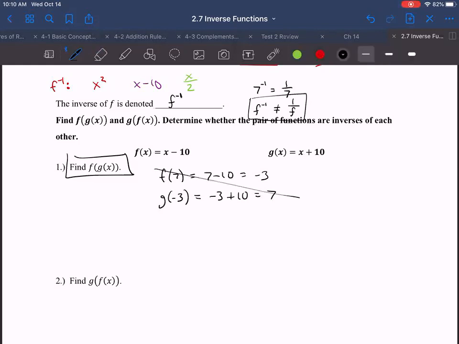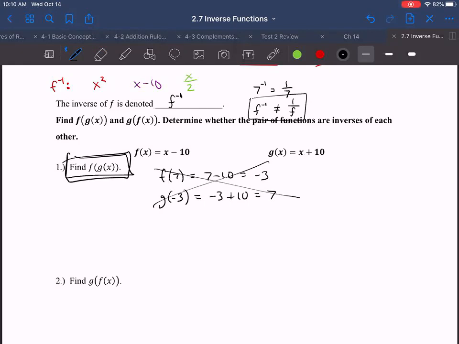We don't want to just pick a single number and check it, because we might just get unlucky and happen to pick a number where it seems like it works, but then it doesn't work for any other numbers. So the way we want to do it is we actually want to do what we have right here. We want to plug one function into the other and see what happens.